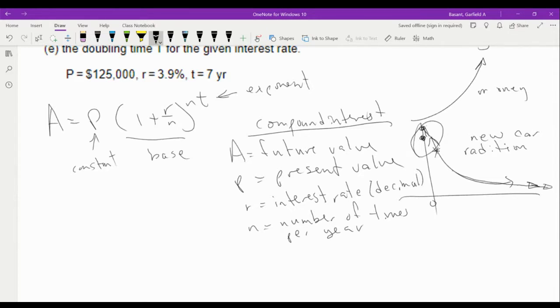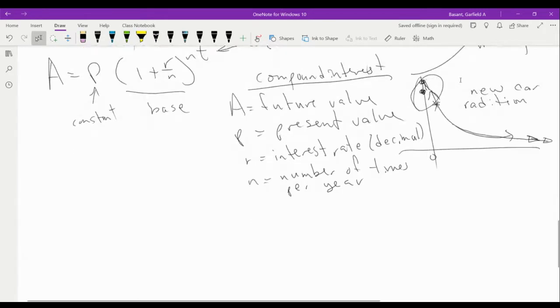So even though we have an interest rate of maybe 3.9% in this problem, that's the interest rate per year, but you do get interest throughout the year. If you check your statements every month, you'll see the interest on it. So they're calculating interest throughout the year. If we talk about monthly, then n is equal to 12.